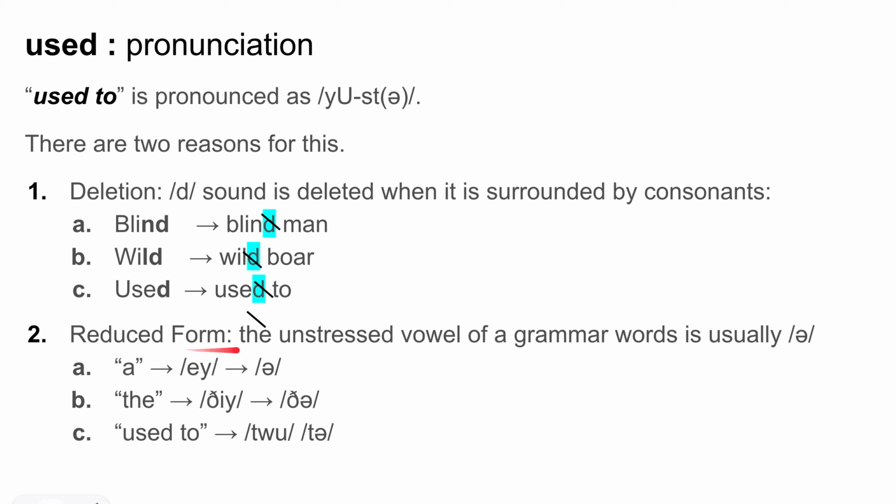Remember that the unstressed vowel of a grammar word is usually pronounced as a schwa. So, for example, here we have this letter: if it's stressed, it's "ay"; unstressed, "uh". Here we have this determiner: if it's stressed, we say "thee"; if it's unstressed, we say "thuh". Again with used to: if it's stressed, "use-too"; unstressed, "use-tuh".